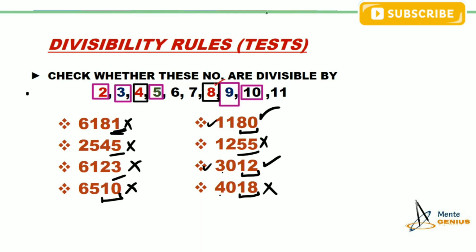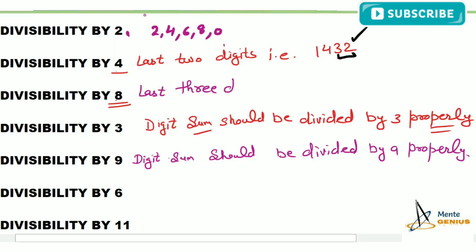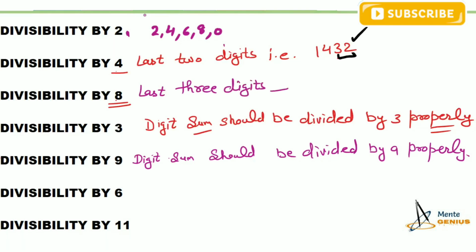Okay, now coming on to the divisibility test of 8. As I told you earlier, the divisibility tests of 4 and 8 are similar. So what is the divisibility rule of 8? We need to check the last three digits here. For example, let us take this number, 432. Can we divide this number by 8 properly? 8 5s are 40, 8 4s are 32. Yes, this is also divisible.